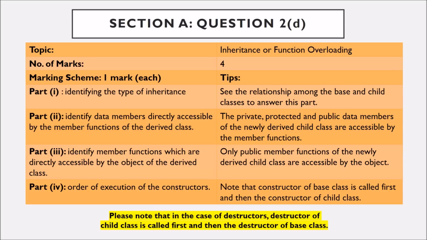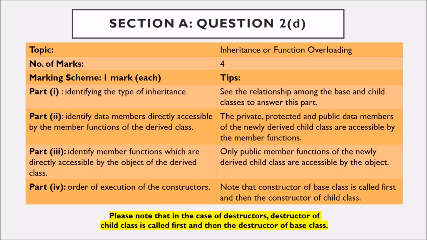Part 1 is based on identifying the type of inheritance. Please see the relationship among the base and child class carefully to answer this part. Part 2 is based on identifying data members which are directly accessible by the member functions of the derived class. Please see that private, protected, and public data members of a newly derived class are accessible by the member functions. Please note that no marks are awarded for any partial answer in this case.